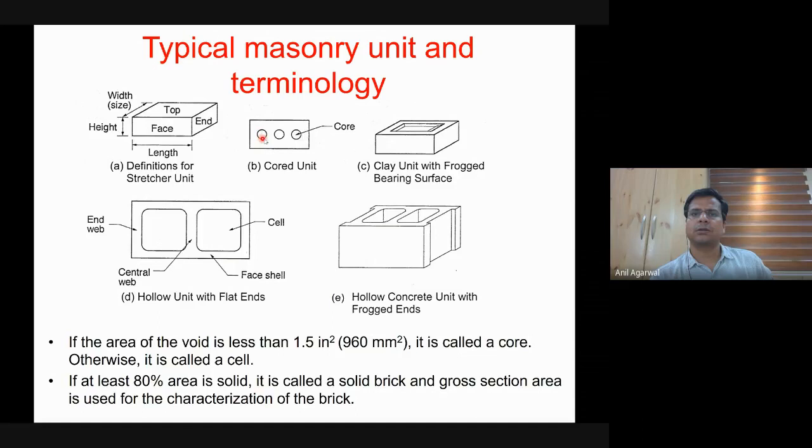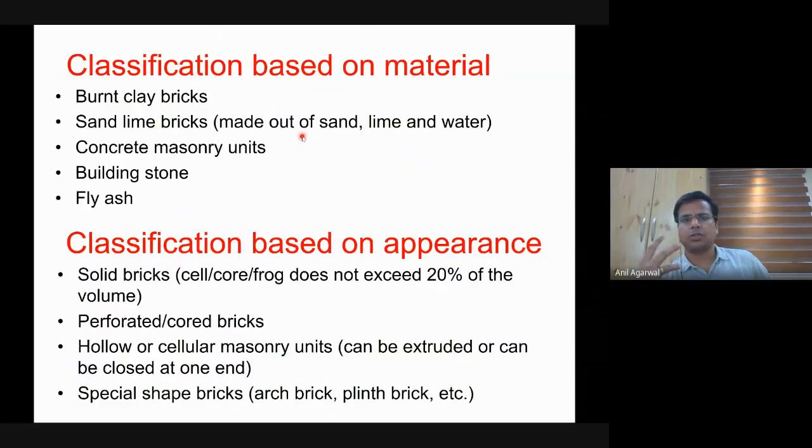However, if the cores are more than 20% of this area, so this is the total area, and of this total area, the cross section area of the cores is more than 20%, then it will be called a cored brick, and in that case, for any calculation for the cross section area, you have to take only the net area, and you have to deduct the core area from the total area.